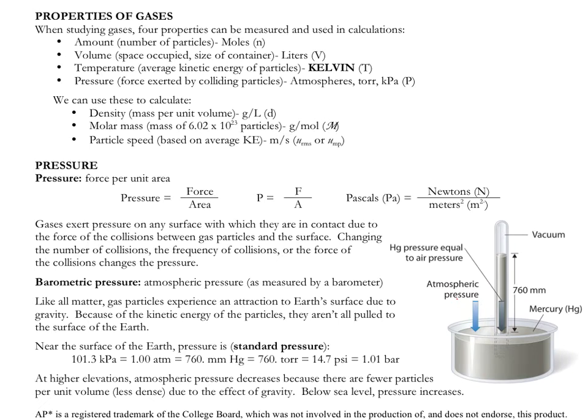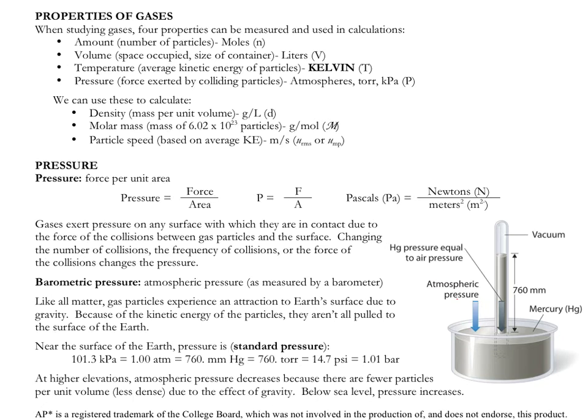So this 760, we'll see, it's right down here, is standard pressure. On a normal pressure day at sea level, the force and pressure from the air pushes mercury up to a height of 760 millimeters of mercury.